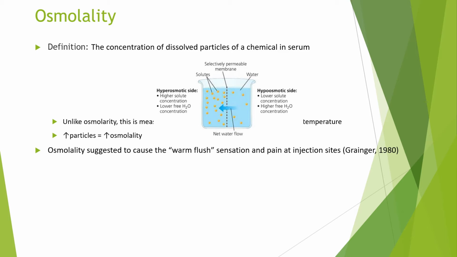Granger in 1980 suggested that osmolality is the cause of that iconic warm flush sensation, owing to large fluid movements into the vessel. As osmolality increases, so does the sensation. Ionic contrast causes a large increase in osmolality. This causes more movement of water into vessels, localized vasodilation, and increased pain at the injection sites.